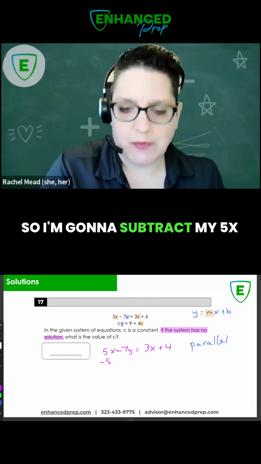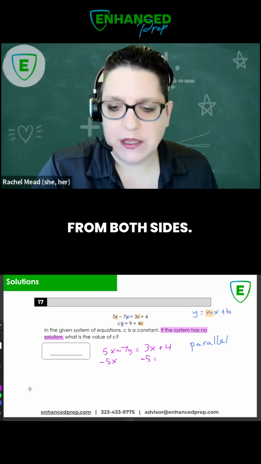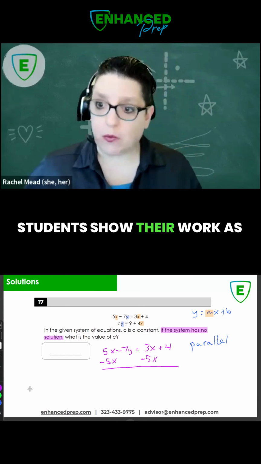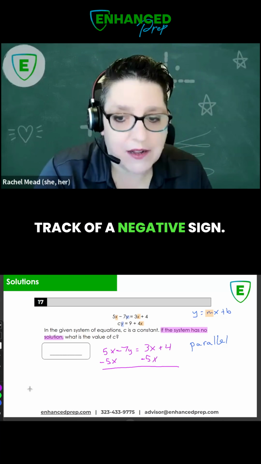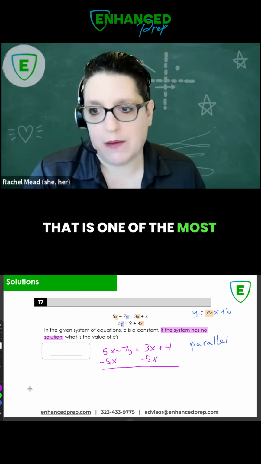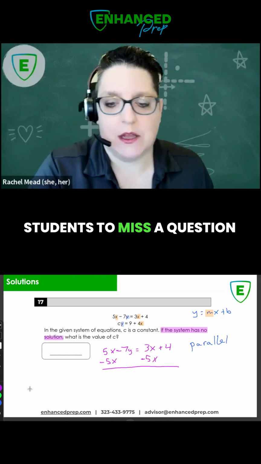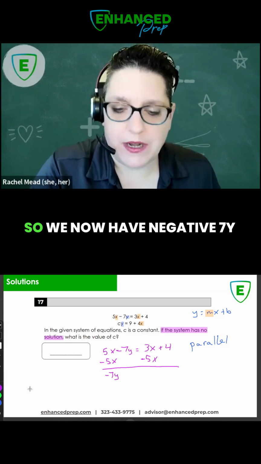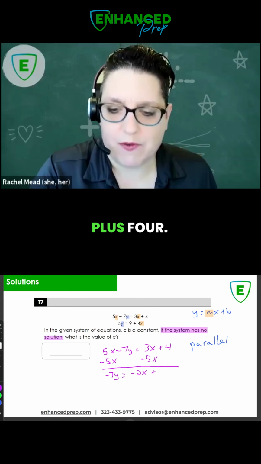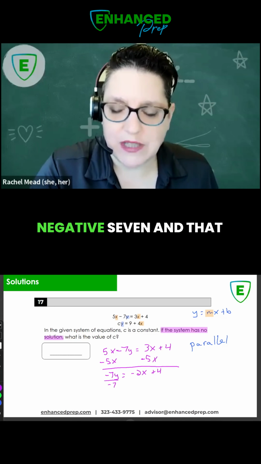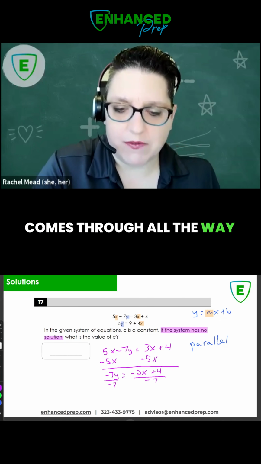So I'm going to subtract my 5x from both sides. It's really important that students show their work as they're going through these so that they don't lose track of a negative sign. That is one of the most common things that causes students to miss a question like this one. So we now have negative 7y is going to be negative 2x plus 4. I'm going to divide by negative 7.